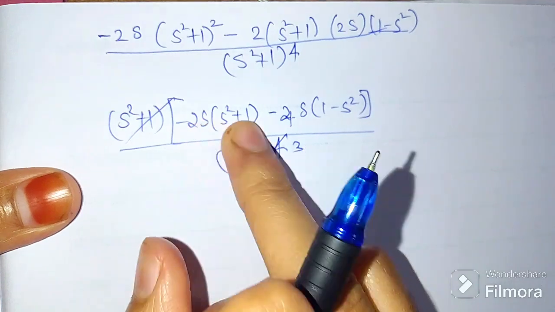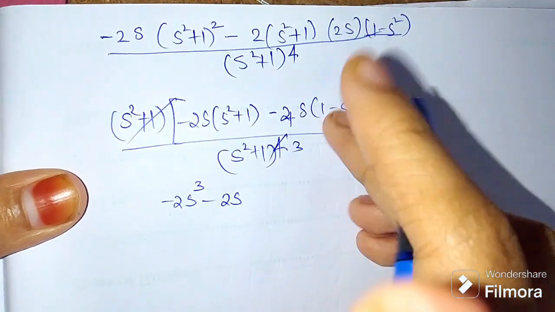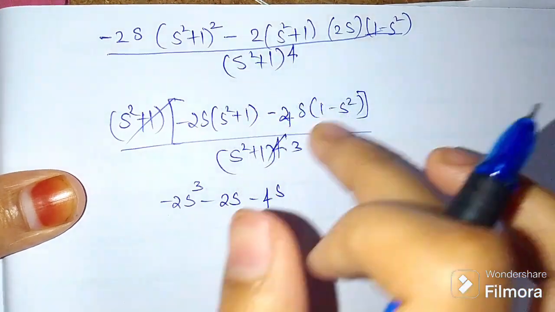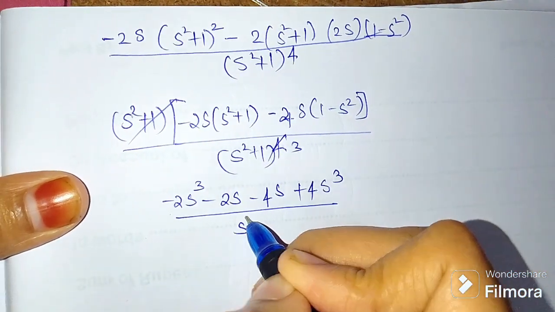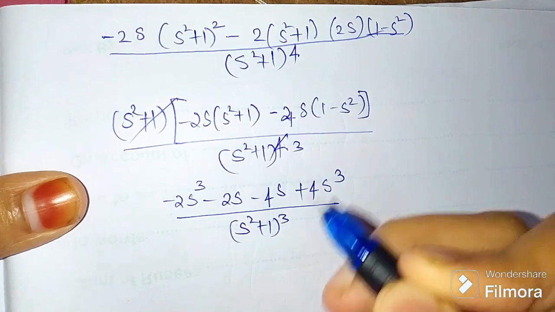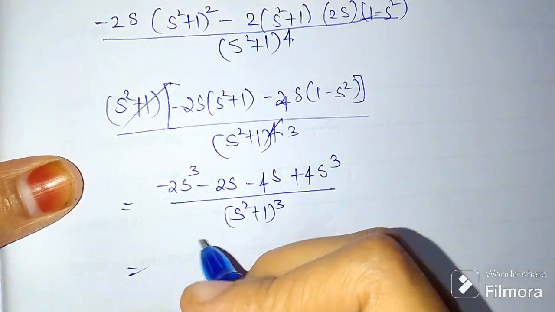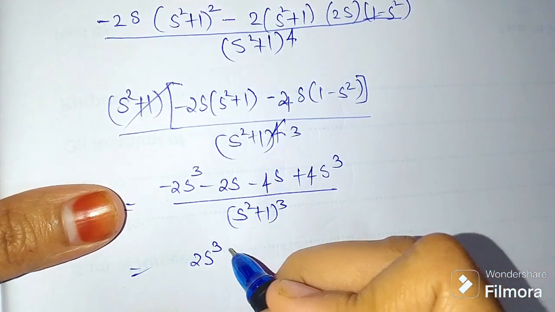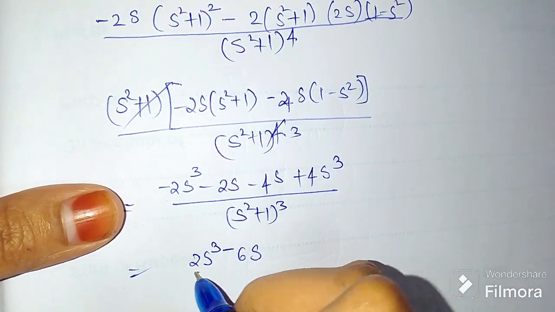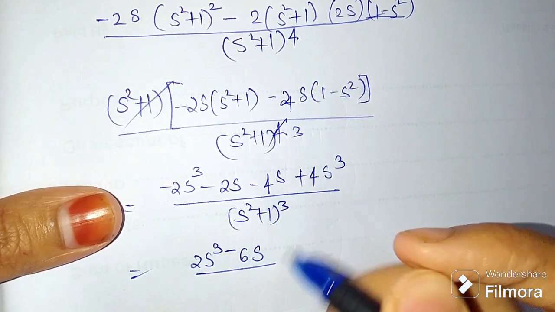Now here minus 2s cube minus 2s minus 4s plus 4s cube by (s square plus 1) whole cube, which is 4s cube minus 2, so 2s cube. Here minus 6s by (s square plus 1) whole cube.